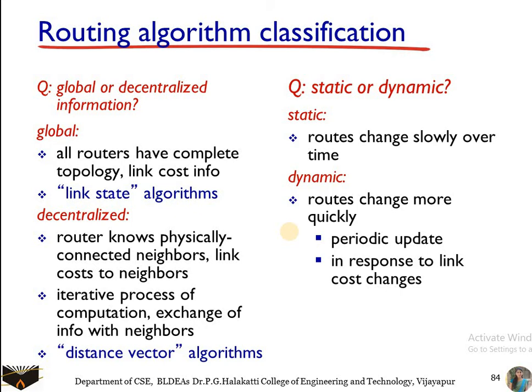So it is called a link state algorithm. That is, a global algorithm has complete information about connectivity and about the link cost. In practice, algorithms with global state information are often called link state algorithms. The next one is the decentralized routing algorithm. Here, it computes the least cost path in an iterative, distributed manner.